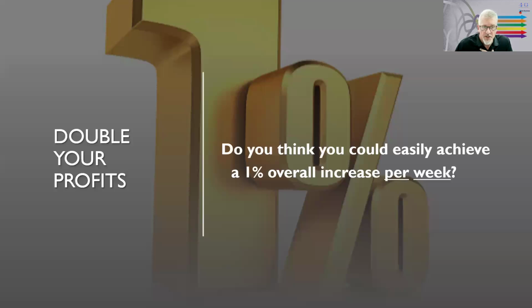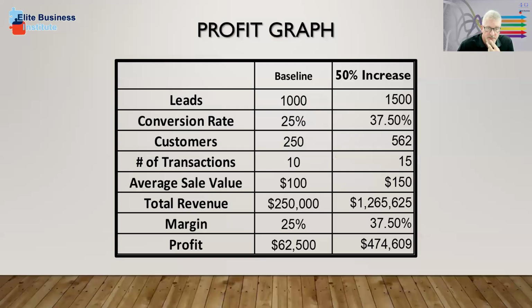Do you think you could achieve a 1% overall increase each week? So you've taken the 10%, you've gone in and you've worked really hard on it. And then for the next year, you've decided, I'm going to increase each of those things, my leads, my conversion rate, etc., by roughly 1% a week, with two weeks off vacation. So instead of being 52 weeks, call it 50 weeks. What that means is you're going to see probably a 50% increase in your profit.